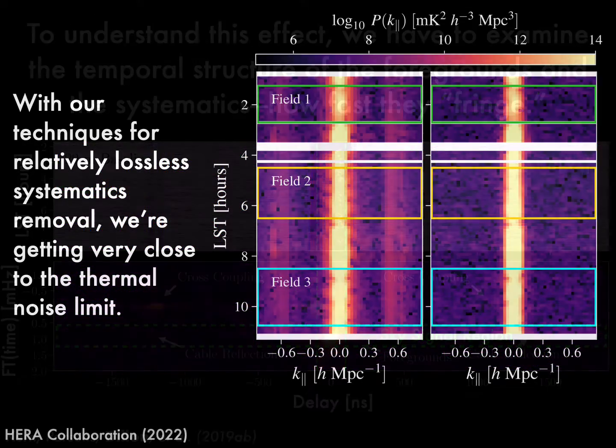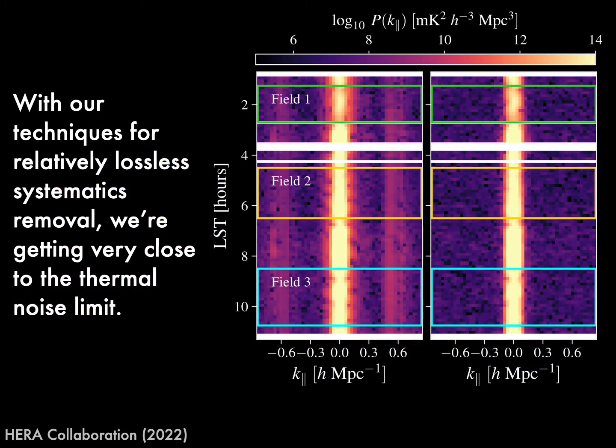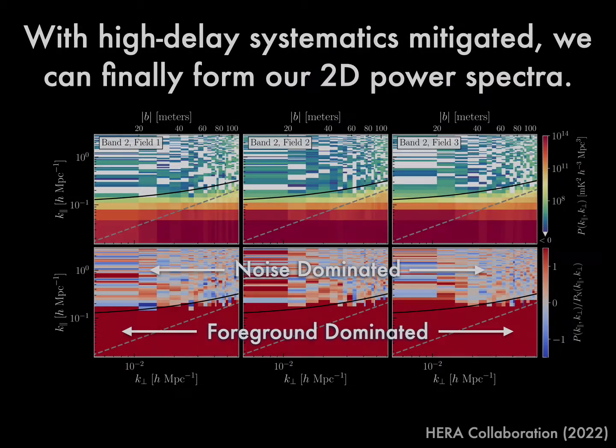And of course, he wrote a whole paper about this, but the basic idea is that you can model that and then relatively losslessly subtract the systematics, and we get that basically back to the thermal noise limit. So with those high delay systematics mitigated, we could finally form our 2D power spectrum. We can look at our wedges, and things are looking pretty good.